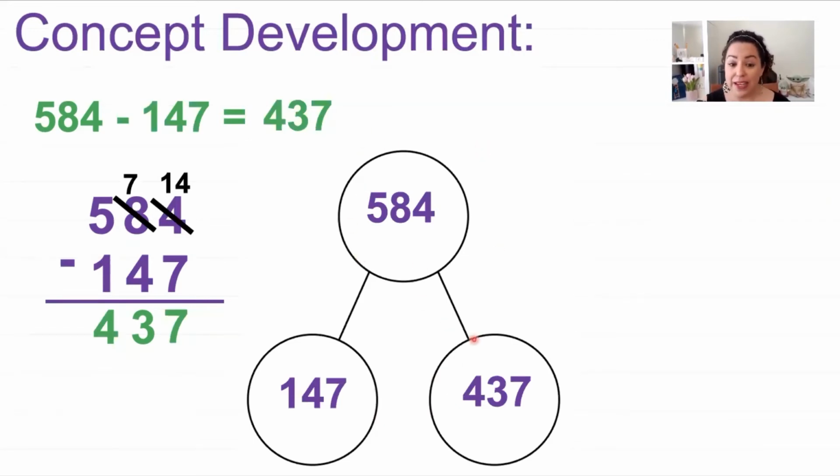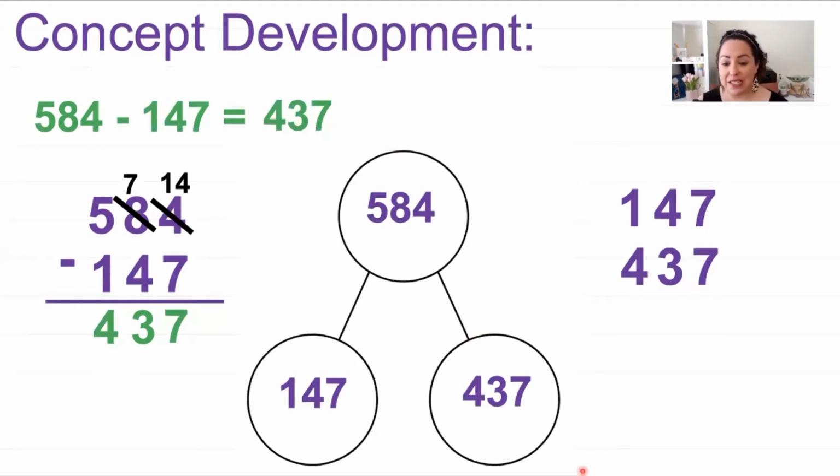So let's go ahead and add our parts together. So my first part is 147. My second part is 437. And if I add them up, well, let's see what I get. 7 plus 7 is 14. Remember, when we practice our adding, put your tens up high and your ones down low. So I have my 1 in my tens place and my 4 in my ones.